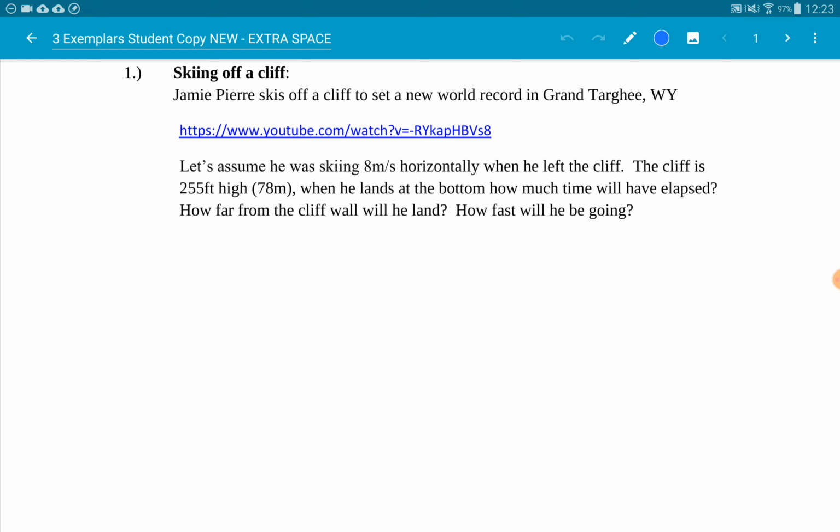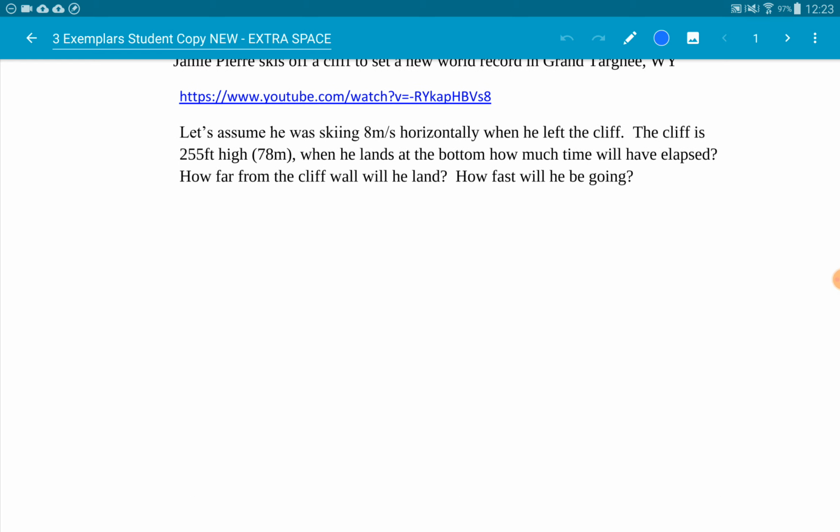All right, but let's get into the physics here. First, I'm going to draw a picture of what's going on. You should draw a picture there too. So I have a cliff. I'll make it kind of big here so I can actually see things. And he's way up on that cliff.